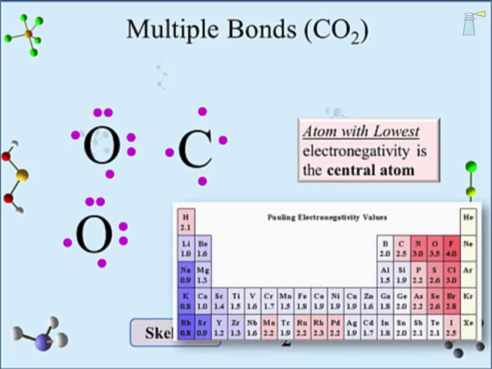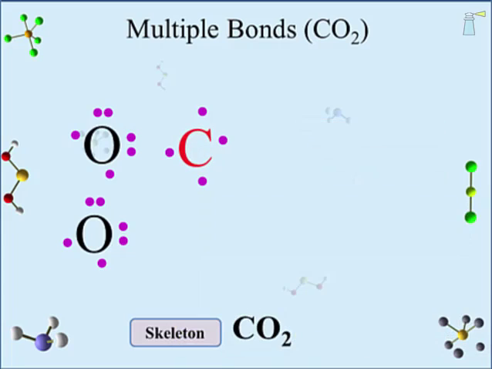Consulting a periodic table containing electronegativity values shows us that carbon has a value of 2.5, while oxygen has a larger value of 3.5. Carbon is therefore the central atom. A look at carbon's dot diagram shows it to have 4 orbitals containing a single electron. Carbon can make 4 covalent bonds. But we do not have 4 atoms to bond with carbon. We only have 2 oxygens.